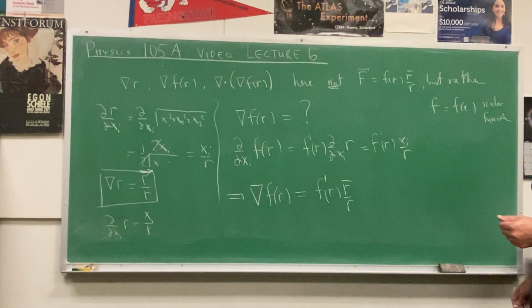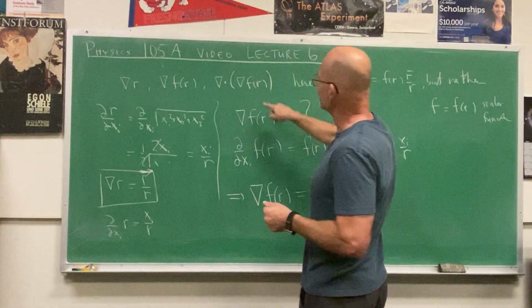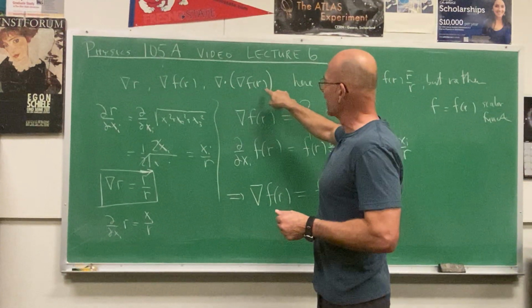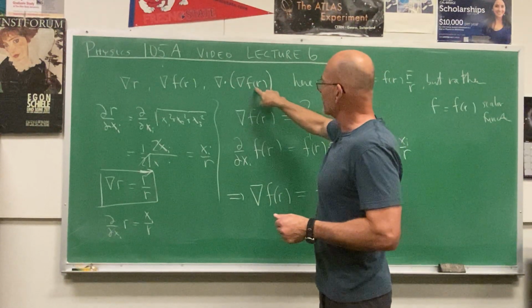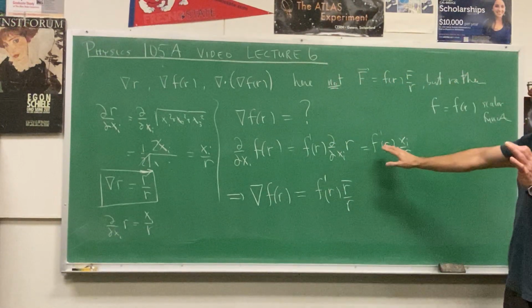Now we're ready to do the divergence of the gradient of f of r. The divergence is going to turn a vector into a scalar. The gradient turned a scalar into a vector, so we're fine there. Let me erase this.